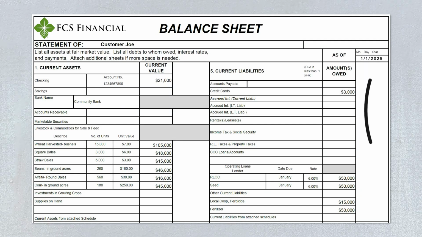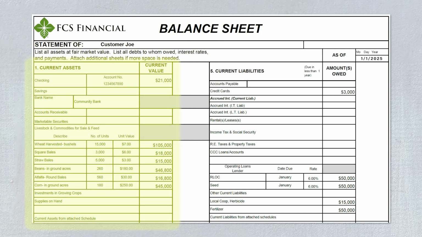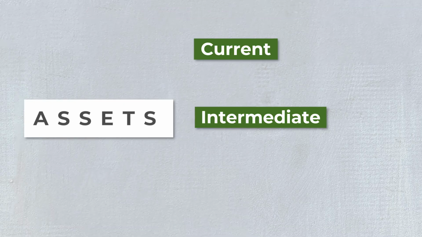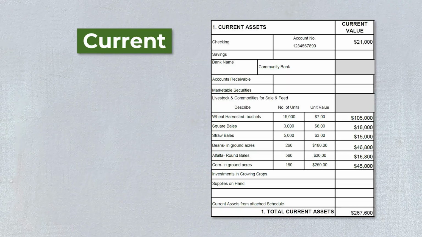First things first, put the date on there so you know when this snapshot was taken. I like to start with the left side, which is your assets. These are all the things you or your operation owns that have value. Assets are divided into 3 sections: current, intermediate, and long-term. Current assets are things you can turn into cash within 12 months.